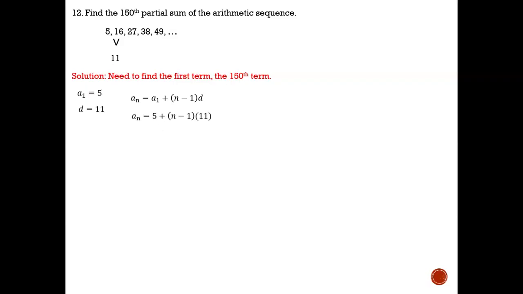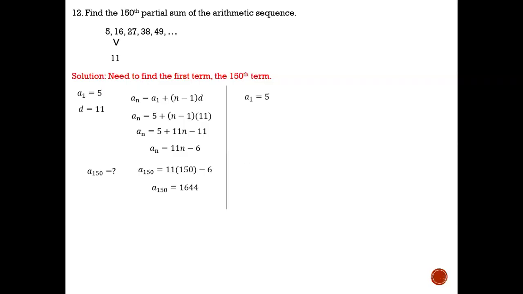So let's plug it in. This is our generic formula, simplified. We want to find the 150th term, so we want to solve a sub n for n equals 150. Plugging it into our formula, we get that the sequence value at 150 is 1,644. So again, these are our values.